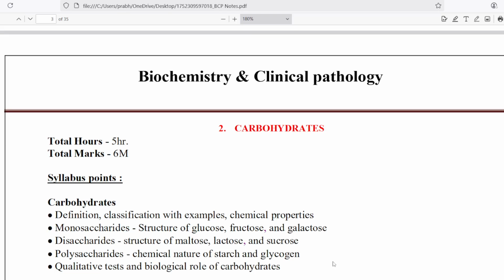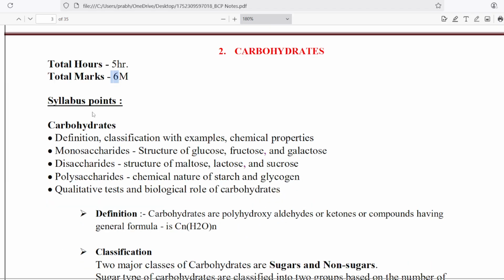In today's video, we are going to start with the second chapter, named carbohydrates. This chapter has 6 marks. So these are the syllabus points of the chapter. First is definition, classification with example and chemical properties of the carbohydrate. The second point is the monosaccharide. Monosaccharide is actually a class of the carbohydrates. In this, we will study structure of glucose, fructose and galactose.